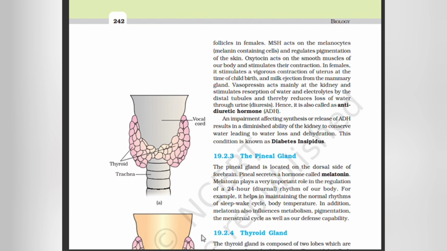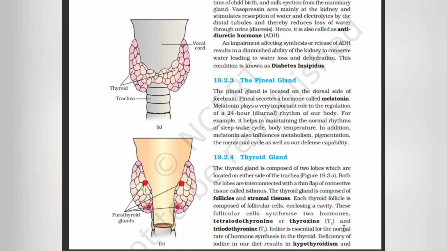In addition, melatonin also influences metabolism, pigmentation, menstrual cycle, as well as our defense capability. Thyroid gland. Thyroid gland is composed of two lobes which are located on either side of the trachea. Both the lobes are interconnected with a thin flap of connective tissue called isthmus. Thyroid gland is composed of follicles and stromal tissues.